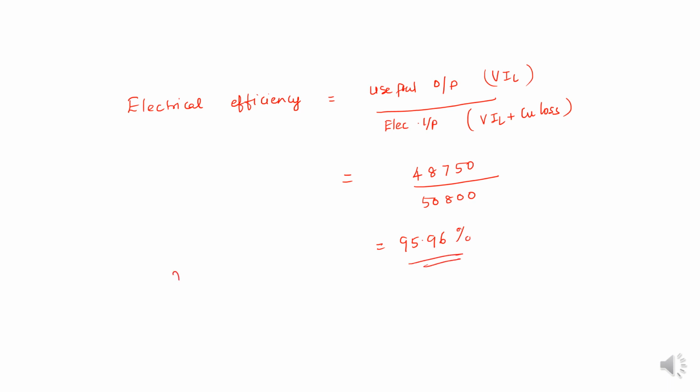Which efficiency is more? The mechanical efficiency is the most, then the electrical efficiency, then the overall efficiency, so this is in decreasing order. That's all. These are about the efficiency in the shunt generator. In this way we can find out the efficiency as well as the overall output for any type of generator.